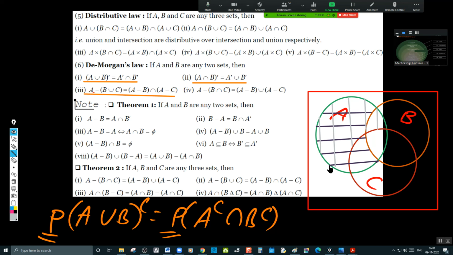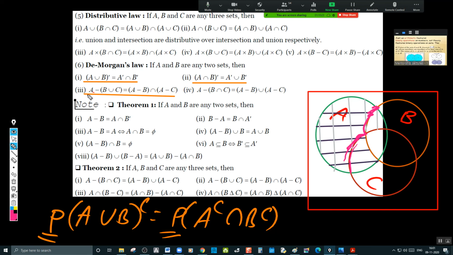Intersection of these two, black and gray color lines intersection. It represents only A. Just check it out. Intersection of these two is nothing but this one. This is the part. This is only A. That is the reason why these two are subtracted.